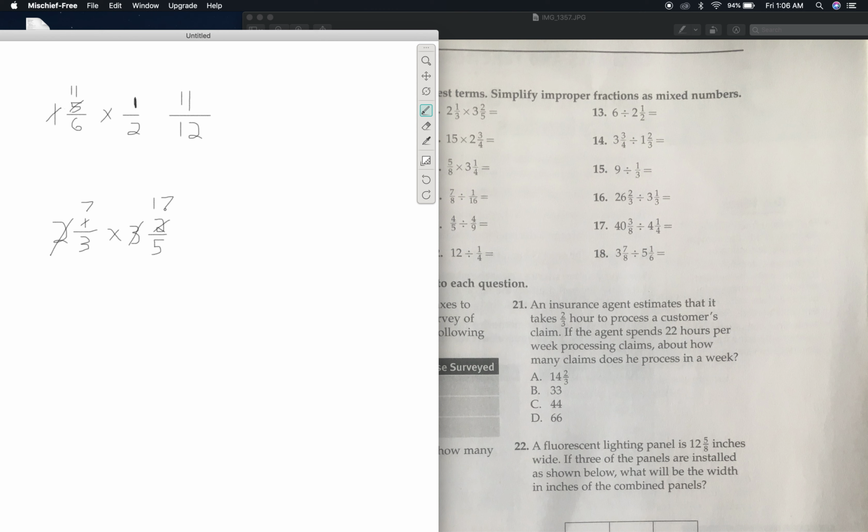Let's see if we can cancel anything here. 3 does not go into 17. There's no number that goes into both of them either. Same with 5 and 7. So we shall multiply. 7 times 17 is 119. 3 times 5 is 15.